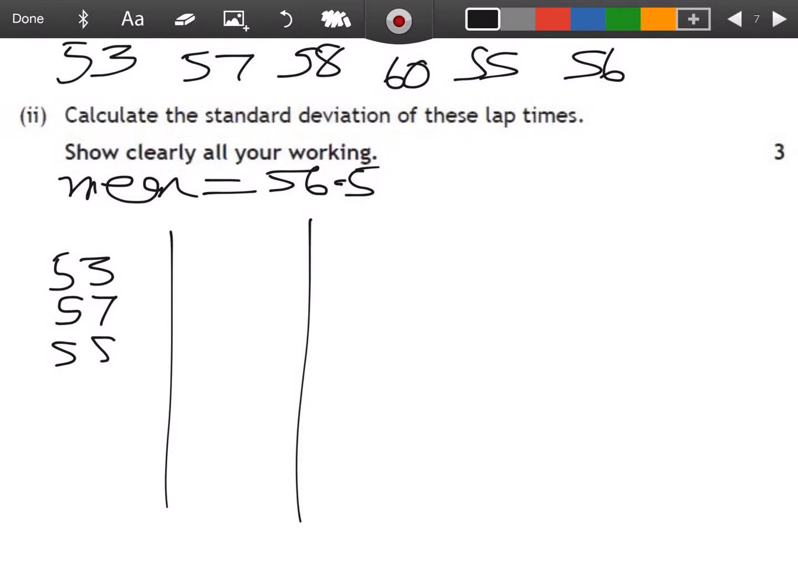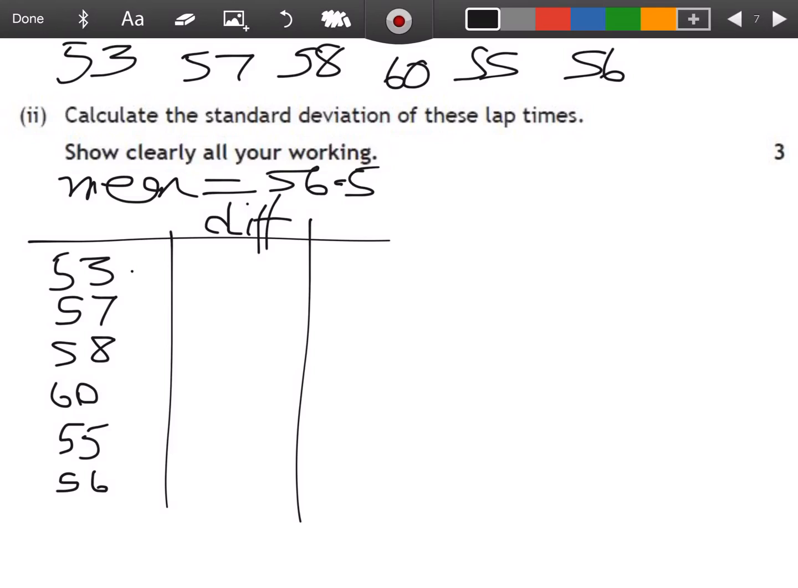Okay, in the first column I am putting the numbers that were given in the original question. The middle column, you don't really need a heading as such, but I like to think of the middle column as the D column. D as in the difference, okay? And it's the difference between each of the values that were given, the difference between each one and the mean. So, the mean is 56.5, the first number is 53. The difference between them is 3.5.